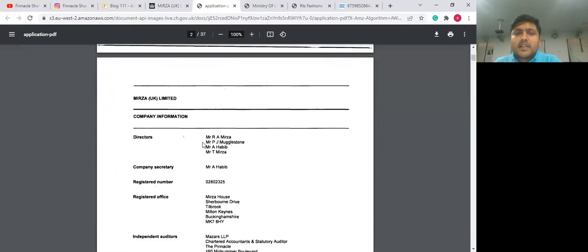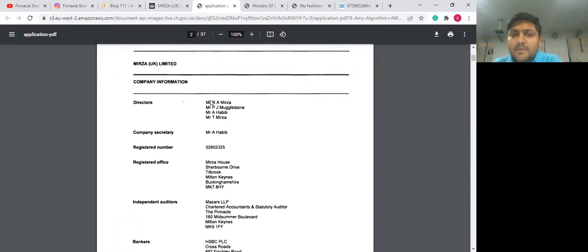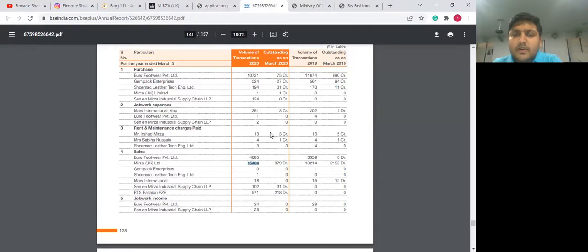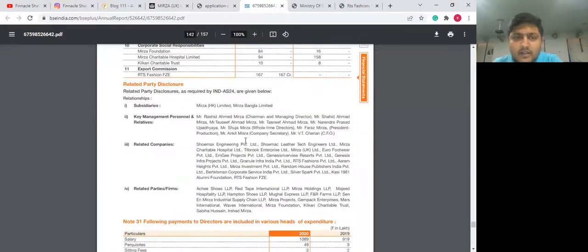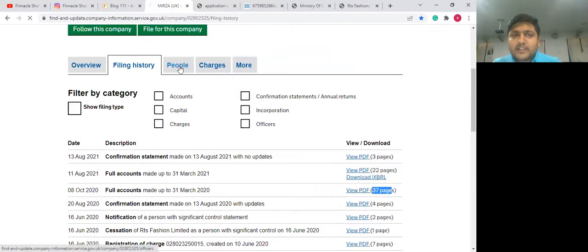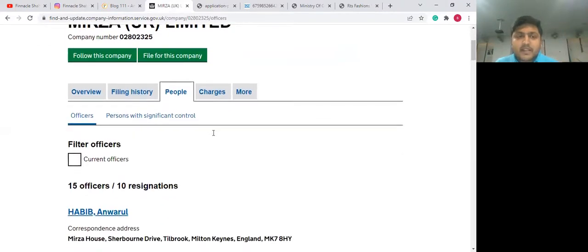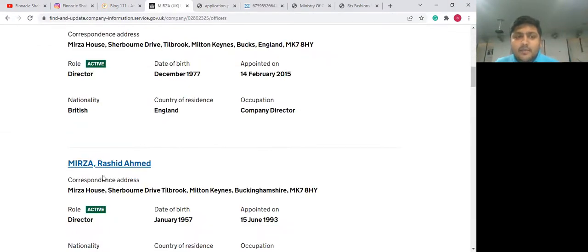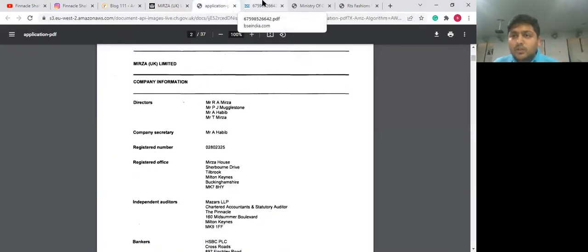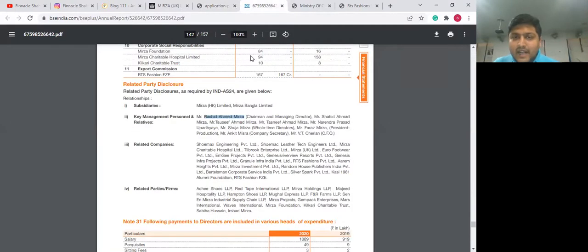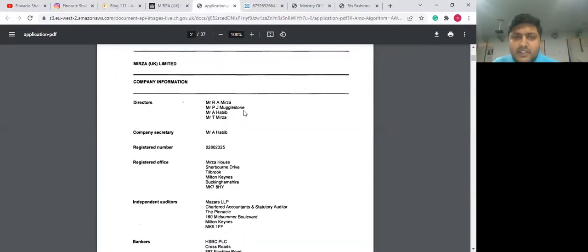So when you actually open Mirza UK Limited, you will see that the directors list R.A. Mirza. So, let me actually open up the list of directors for Mirza International. Now, this is a listed Indian company, Mirza International. R.A. Mirza is Rashid Ahmed Mirza. By the way, you will also find this list of directors in the people section on the MCA equivalent UK website. You will see that the R.A. Mirza is basically Mirza Rashid Ahmad, precisely the same guy who is also promoter of Mirza International. The second one is P.J. Mugglestone.